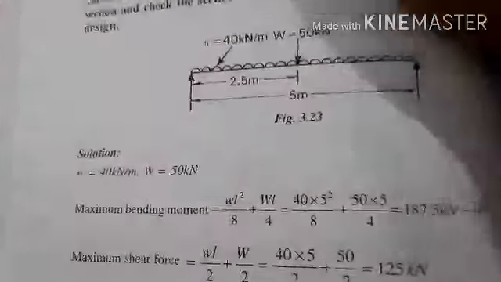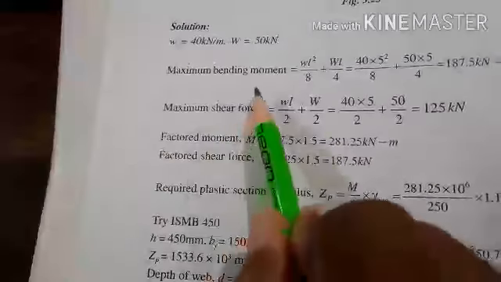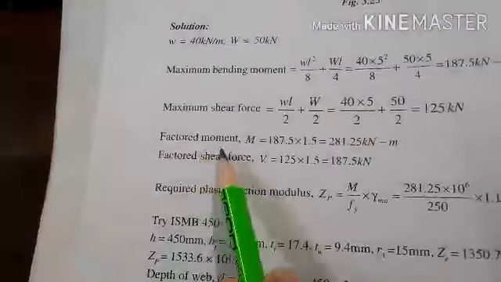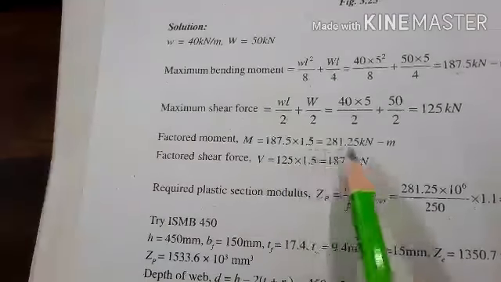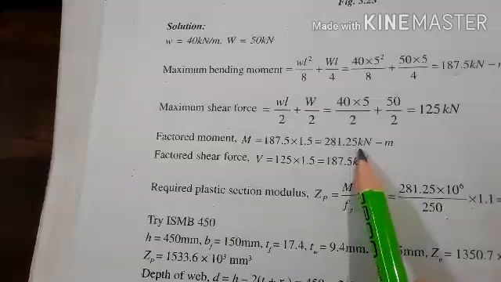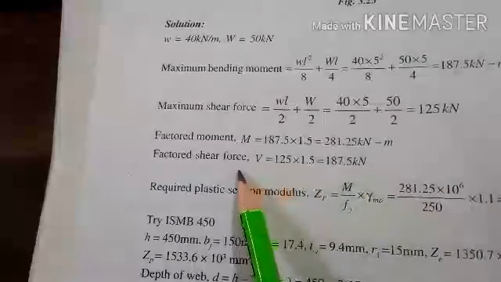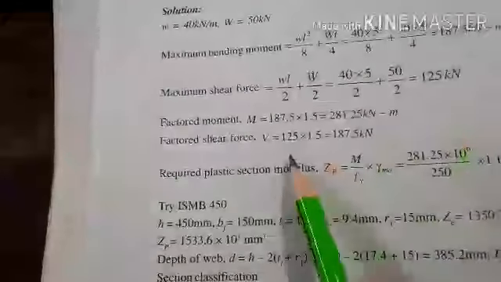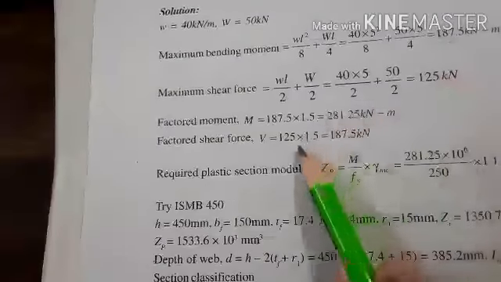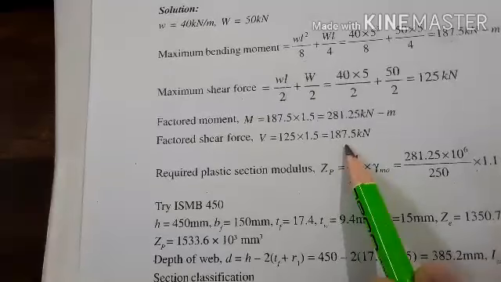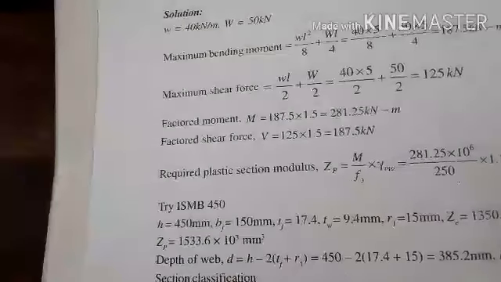Then the next is you have to make it a factored value. The factored maximum bending moment, you have to multiply by 1.5, then we get 281.25 kN meter. Then calculate the factored shear force: whatever the shear force is obtained here, you multiply it by 1.5, we get 187.5 kN.